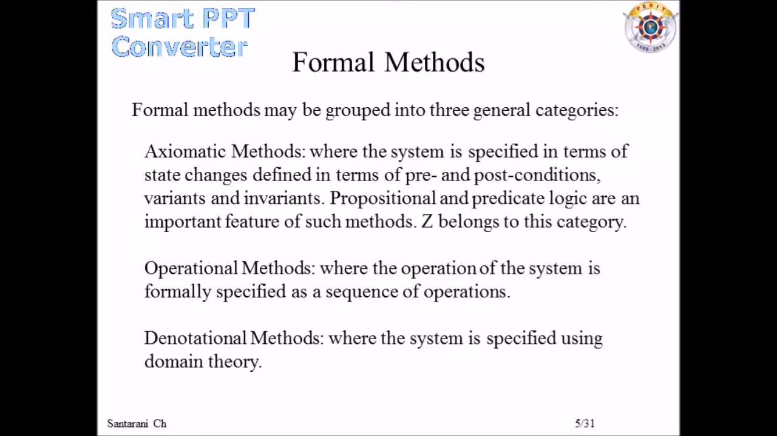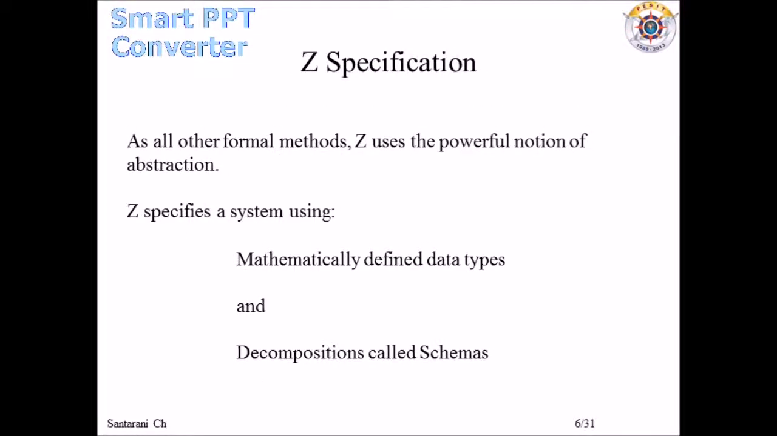Formal methods may be grouped into three general categories: axiomatic methods, operational methods, and denotational methods. In axiomatic methods, the system is specified in terms of state changes, derived in terms of pre and post conditions, variance, and invariance. Operational methods are where the operation of the system is formally specified as an operation sequence. And in denotational methods, the system is specified using domain theory.